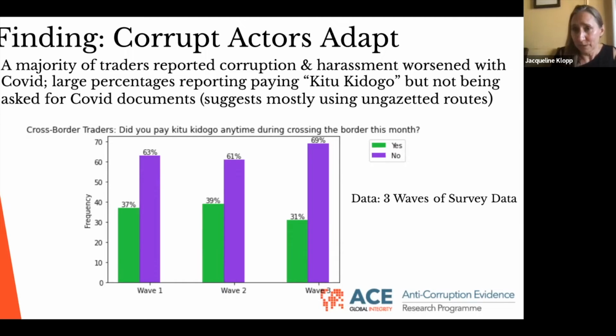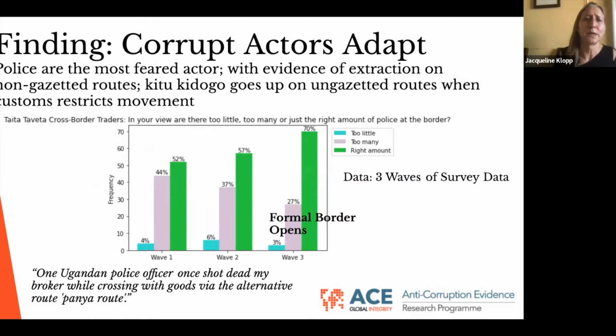So from a public health point of view, not addressing these ungazetted routes is also a problem, because clearly people are going across them and there's no public health support for them or any kind of screening. So again, it's so important to be looking at these ungazetted routes. And in terms of corrupt actors adapting, clearly the police are an enormous issue. They were the most feared actor. And they clearly are mobile, so they can move to the ungazetted routes, or they are always there anyway.